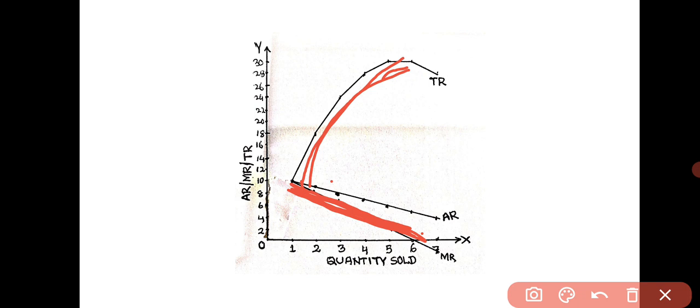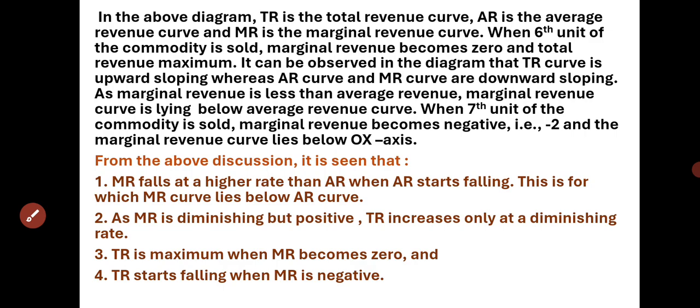but as marginal revenue falls below the OX axis, after the 6th unit of the commodity is sold, when the seller sells the 7th unit of the commodity, the marginal revenue curve comes below the OX axis, and at that point total revenue starts falling, right? Average revenue is also falling, but it is more than marginal revenue. So this is shown here.